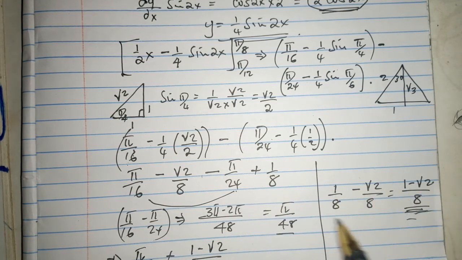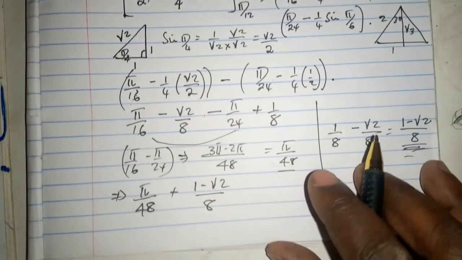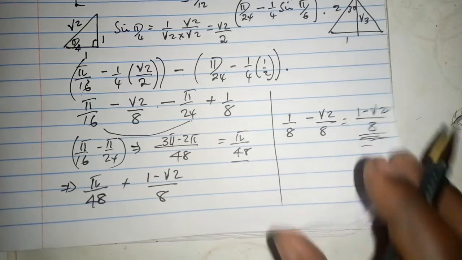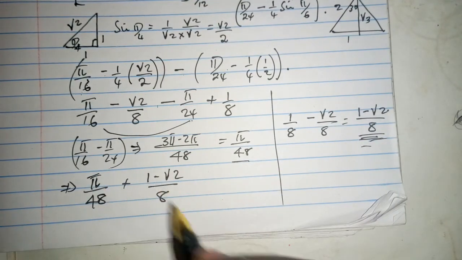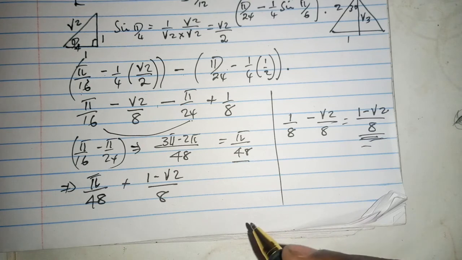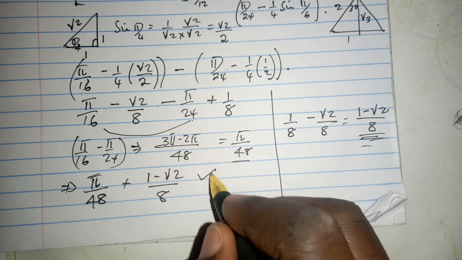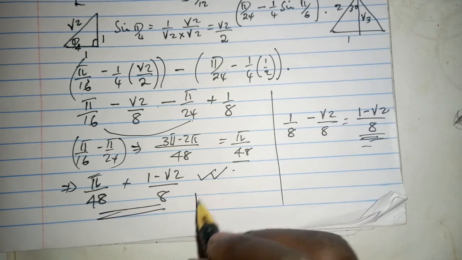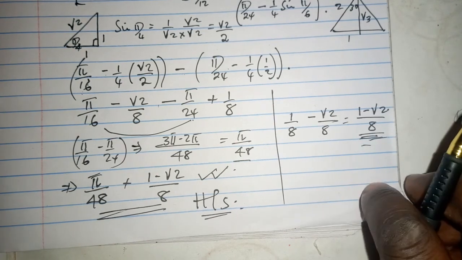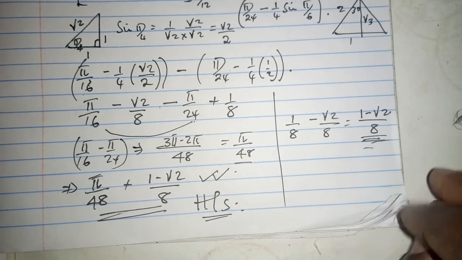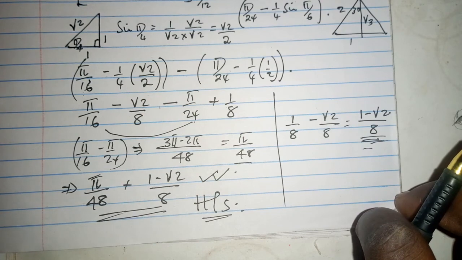And all this is what we were supposed to show. When you combine the two, bring them together, we are having pi over 48 plus 1 minus root 2 over 8. And this is just what we're supposed to show, and hence shown. Again, it's a long question, yes, but step by step, you must, or you should get home.